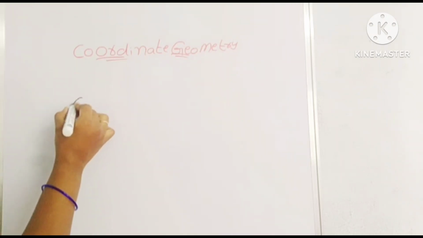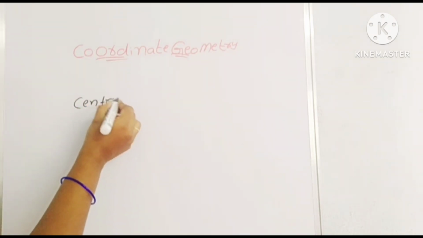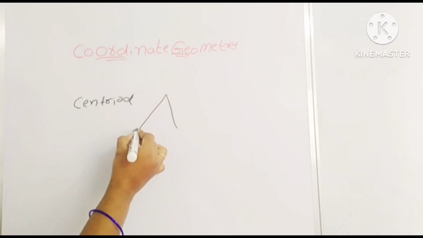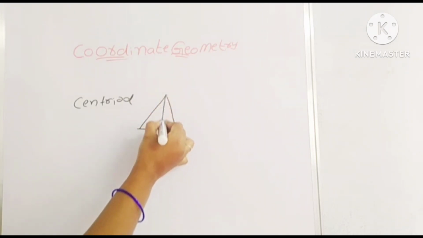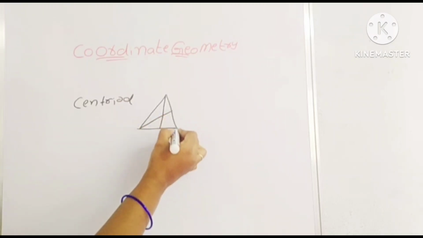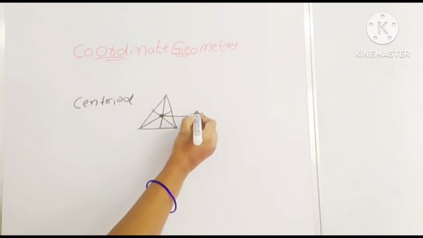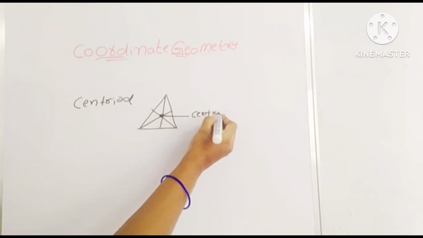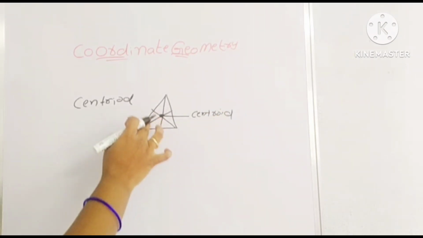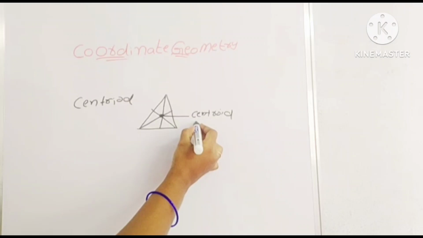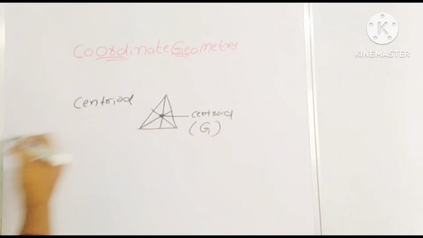Next we have to find out the centroid of the triangle. So this is the centroid. This is an altitude, this one is an altitude, and this one is one more altitude. All the altitudes meet at one point, which is called the centroid. The centroid can be denoted by G.